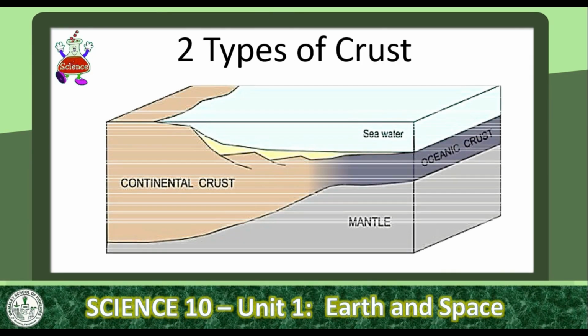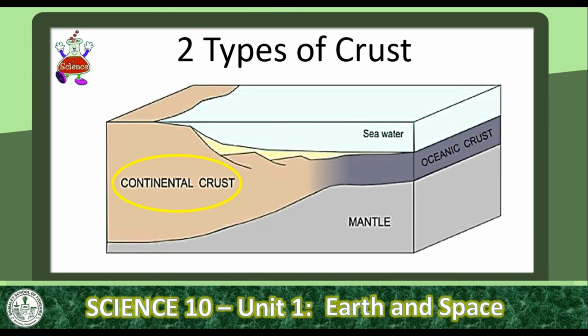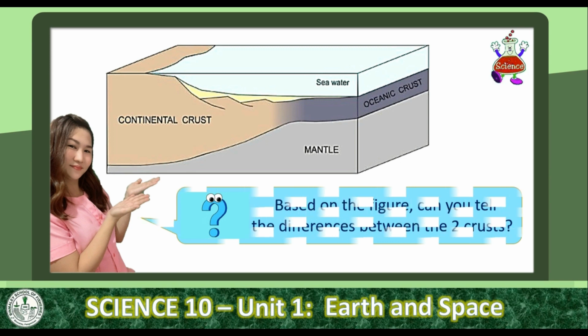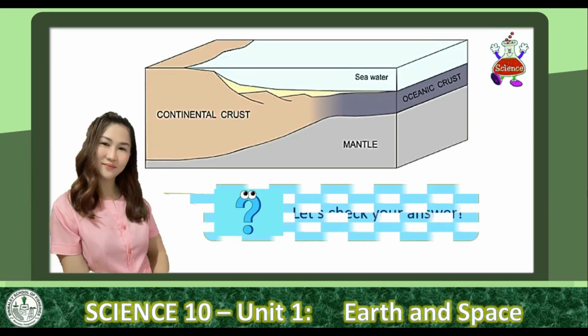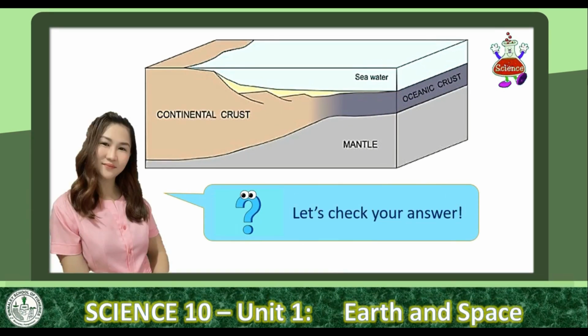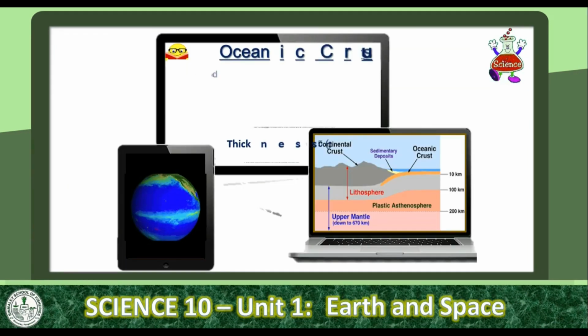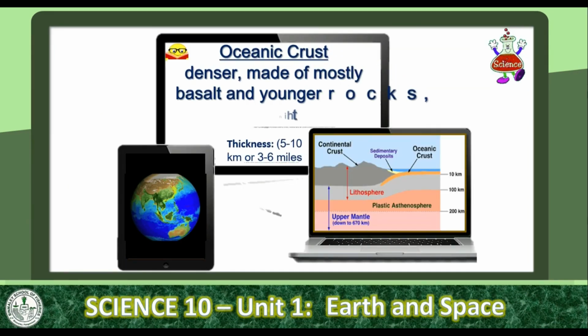The figure shows two types of crust, the continental crust and the oceanic crust. Based on the figure, can you tell the differences between the two crusts? Let's check your answer. The oceanic crust is thinner but denser. Its thickness ranges from 5 to 10 kilometers or 3 to 6 miles. It is made mostly of basalt and younger rocks.